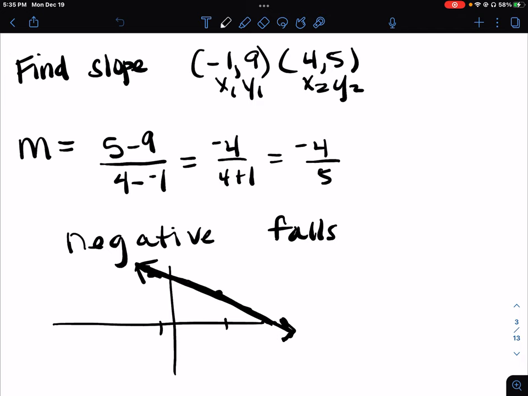Okay, next example. Find the slope. y2 is 5 minus y1 is 9. We're using the same formula. x2 is 4, subtract x1 is negative 1. Now on that bottom, need to remember that subtract and negative becomes add. Okay, if you plot those 2 points, negative 1, 9 would mean left and up. 4, 5 would mean right and up.